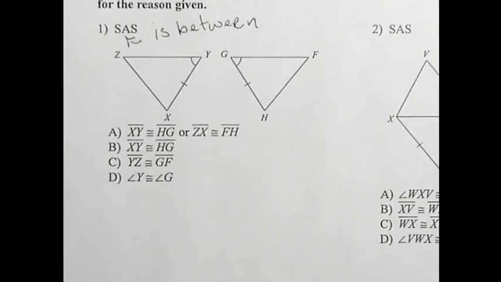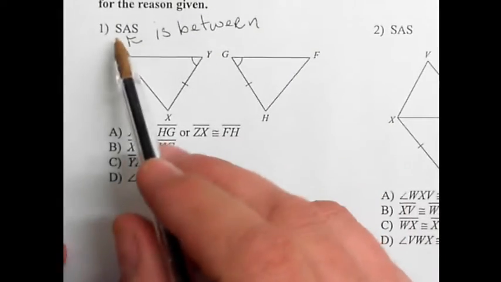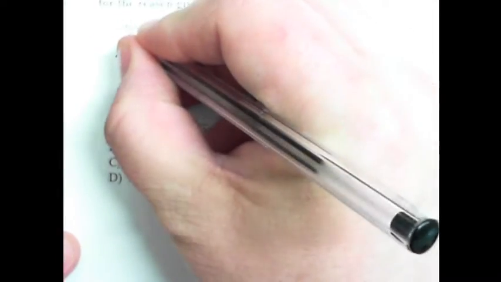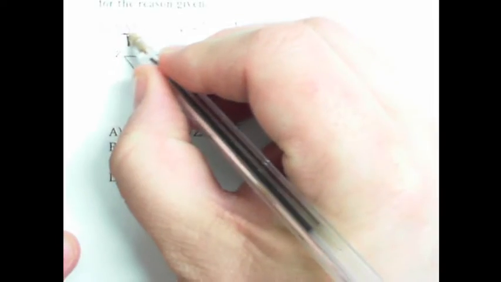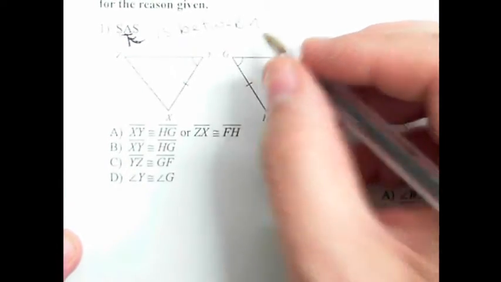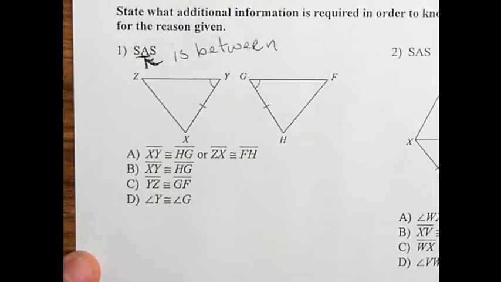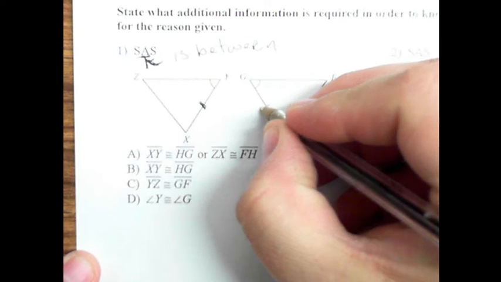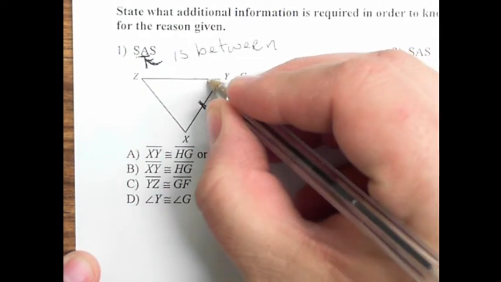All right, so now we have to prove these triangles using the side angle side. Now, this is a little arrow that's kind of pointing towards the angle part of that. Now, the angle has to be between the sides, all right? So if you look at this problem, I have a side here and a side here. I have an angle here and I have an angle here.